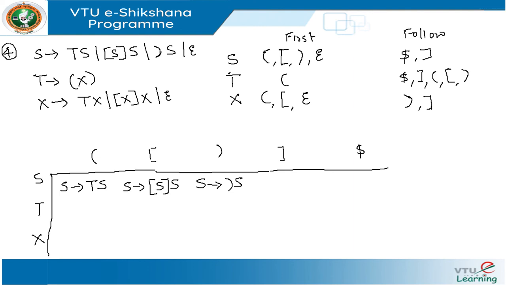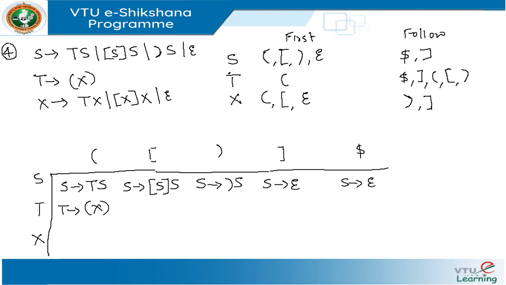And we have an epsilon in the first set of S, so we need to use the symbols present in the follow set also to make an entry in the parsing table. So dollar and closing parenthesis. To get a dollar and closing parenthesis, S derives epsilon must be entered into the parsing table in the columns closing parenthesis and dollar. So now coming to the non-terminal T, first set contains only the opening parenthesis. So to get opening parenthesis from T, we have to use the production T derives X.